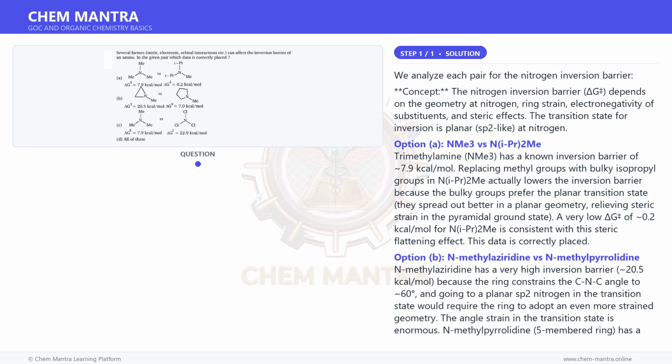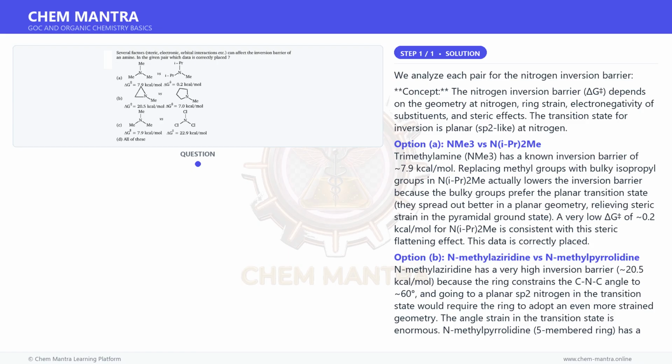We analyze each pair for the nitrogen inversion barrier. Concept: the nitrogen inversion barrier, delta G, depends on the geometry at nitrogen, ring strain, electronegativity of substituents, and steric effects. The transition state for inversion is planar, sp2-like, at nitrogen.